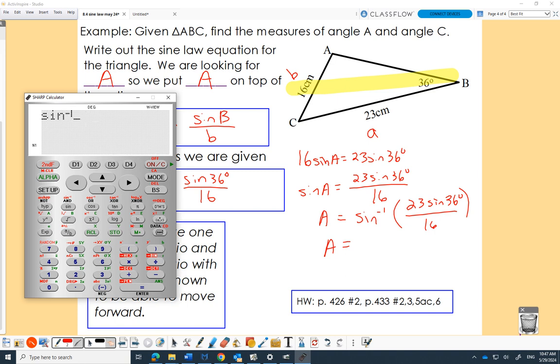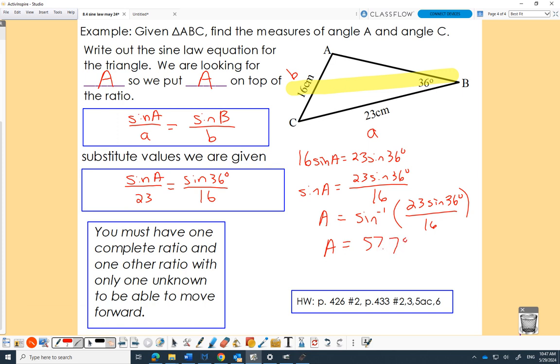Sine inverse, bracket, fraction. Oh, this is fun. 23 sine 36. Denominator 16. Answer, hold on. Let's make a prediction. Do you think it's going to be bigger than 36 degrees or smaller than 36 degrees? Larger. The side's larger? The angle would have to be larger. Okay, good. Small little sidetrack there. 57.66. I'll just go 57.7 degrees. I'll give the extra decimal place just so when you compare, you're seeing you get the same thing.